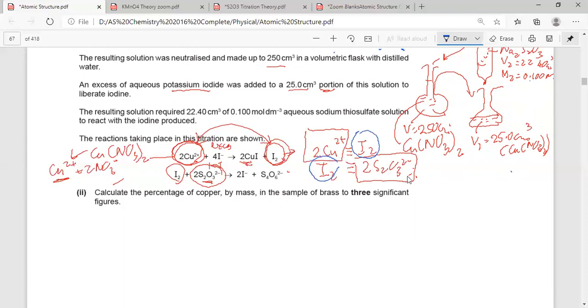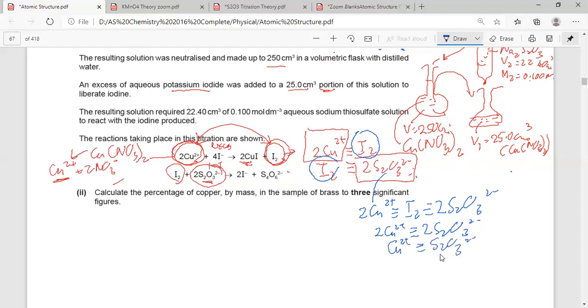So actually I can put 2 moles of Cu2+ is equivalent to 1 mole of I2, which is equivalent to 2 moles of S2O3 2-. Or I can say 2 moles of Cu2+ is equivalent to 2 moles of S2O3 2-, just to have one simpler ratio. Or 1 mole of Cu2+ is equivalent to 1 mole of S2O3 2-.